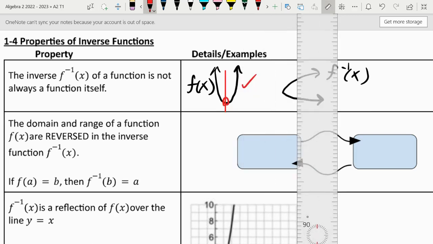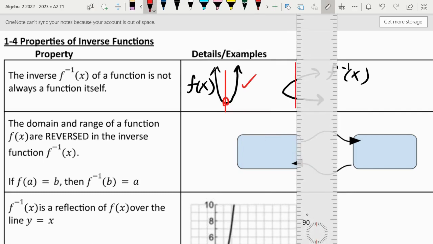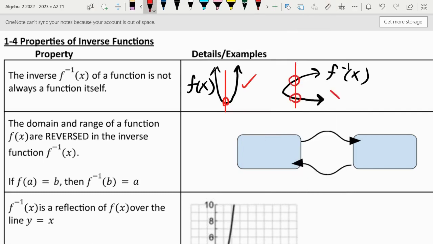And here we have f inverse, which does not pass the vertical line test. It crosses twice. So this is not a function. So it's not always the case that if you have a function, when you take the inverse, you will still have a function.